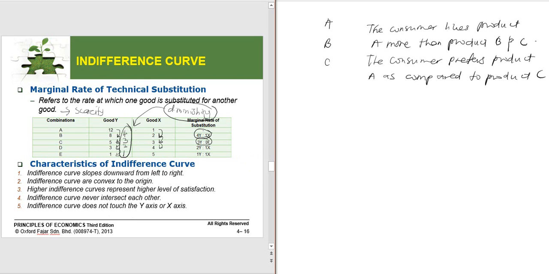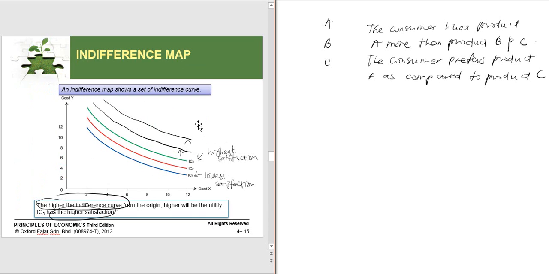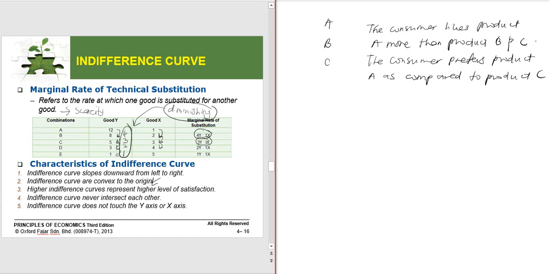Second, indifference curves are convex to the origin. You learned in topic 1 that when the PPC, production possibility curve, is convex, that is due to the decreasing opportunity cost. The same concept applies here: the shape of the indifference curve is convex because of the diminishing marginal rate of substitution. Third, a higher indifference curve represents a higher level of satisfaction, just like what I explained from the indifference map.